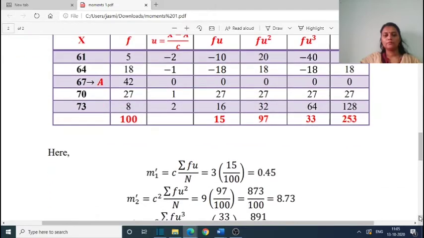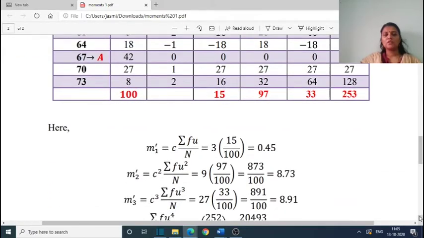So m1 dash is equal to c sigma fu by N, which is equal to 3 into 15 by 100, which is equal to 0.45. m2 dash is c square sigma fu square by N, which is equal to 8.73. We have c equal to 3, 3 square is 9, fu square is 97, and total capital N is equal to 100. So we get the answer as 8.73.